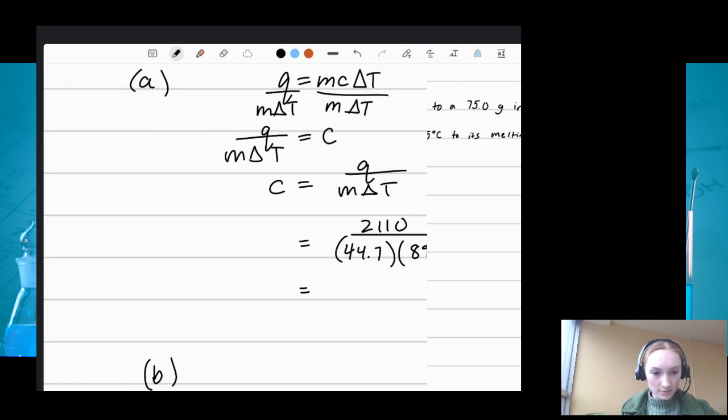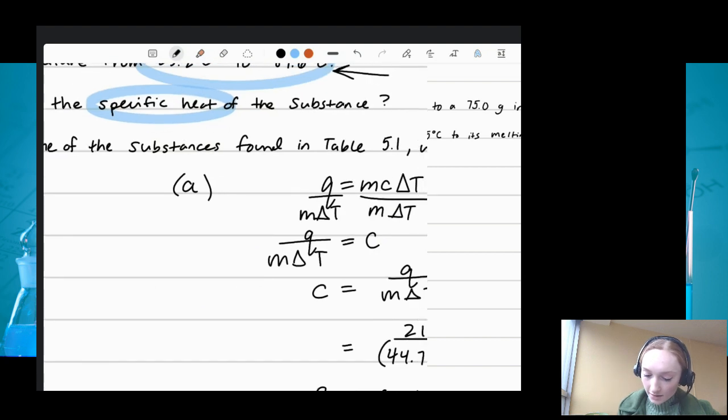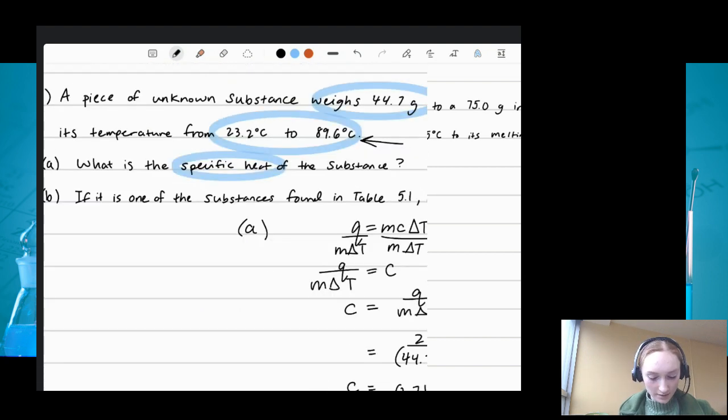So that is going to be a value of 0.711, and that is rounding with the 3 significant figures as well. And the final units will be joules per gram degrees Celsius. Okay, that is the answer to part A.